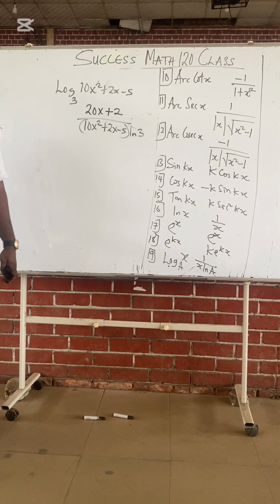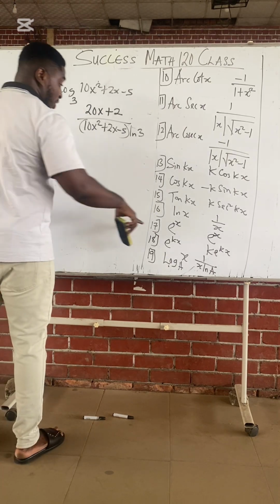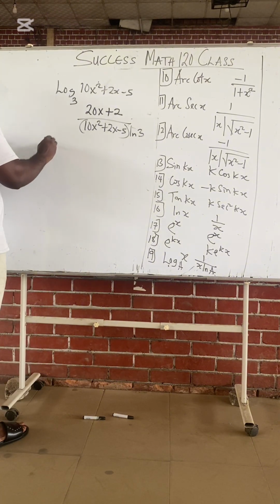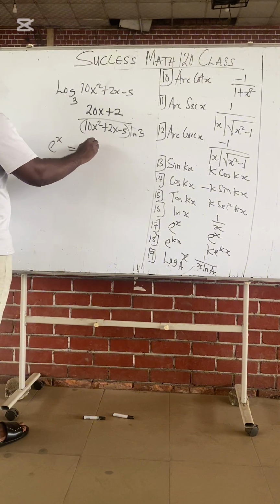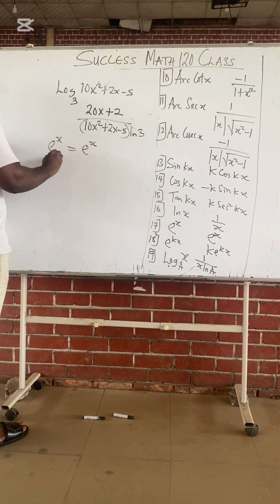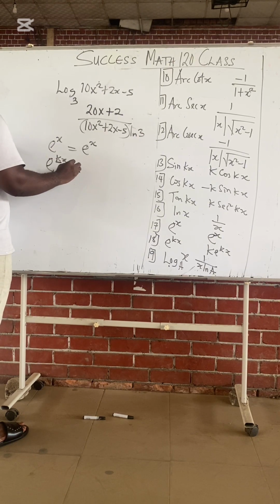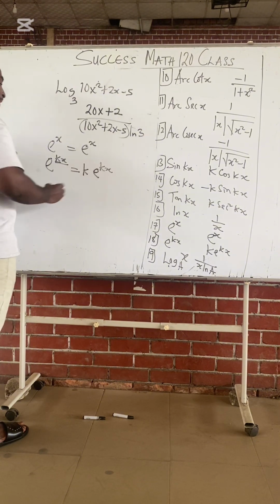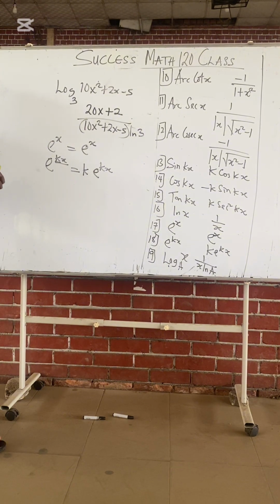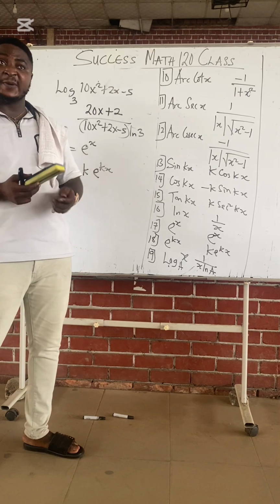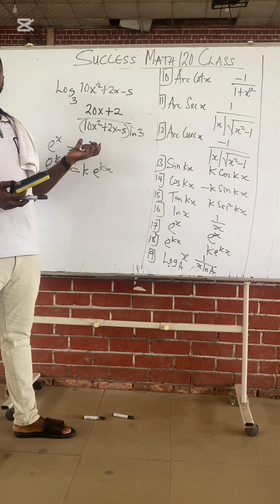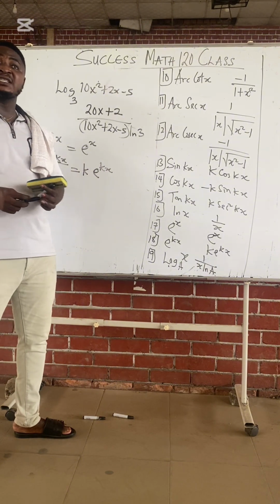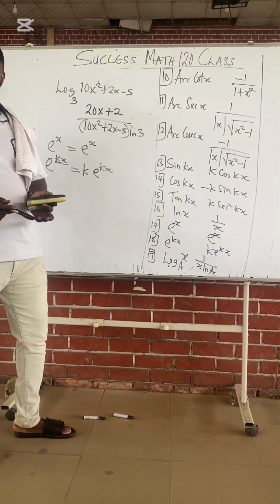Let us go to e. Differentiate e raised to power x, it is still e raised to power x. But differentiate e raised to power kx, k means a number. Because differentiate kx is k, then repeat e raised to power kx. Class, e raised to power x is one of the few functions that when you differentiate it, the answer is still the question.